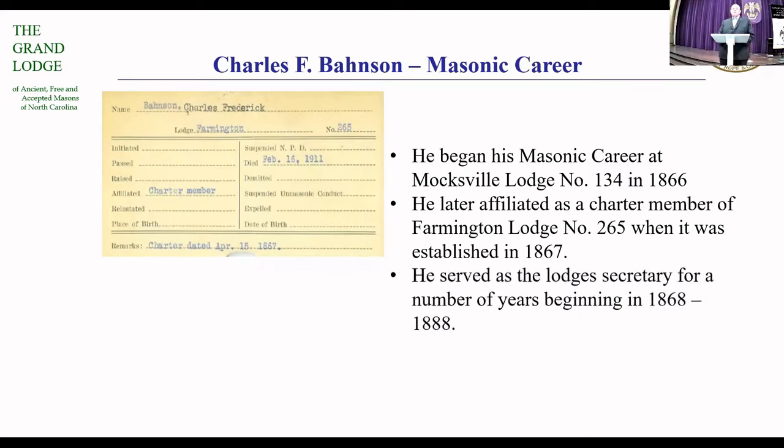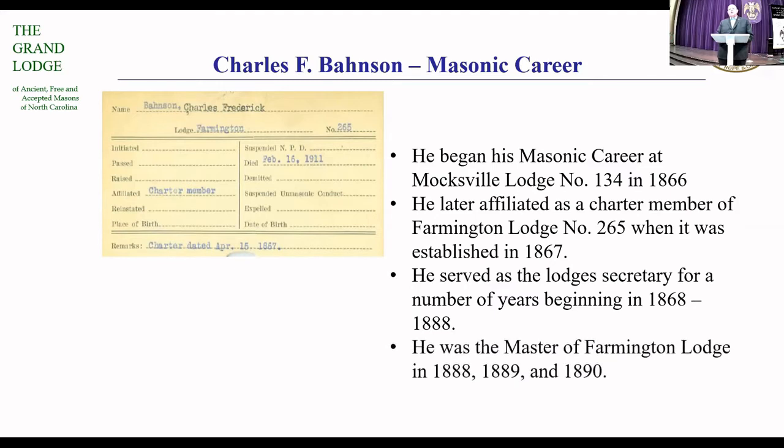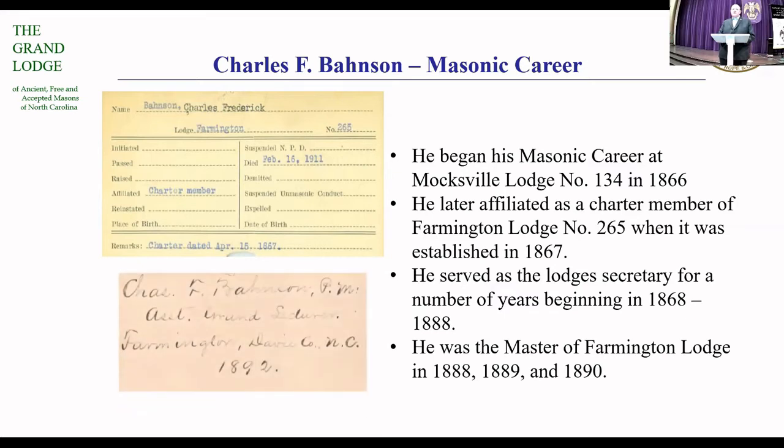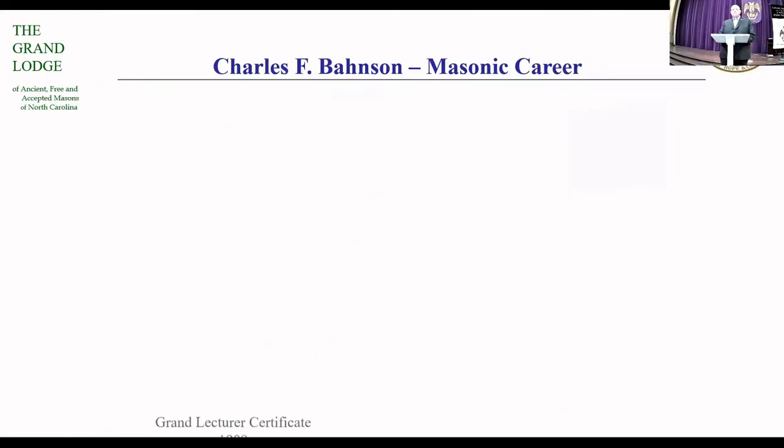Bahnsen served as his lodge's secretary for a number of years, from 1868 to 1888, off and on over a 20-year period. He was also the master of Farmington Lodge in 1888, 1889, and 1890. We see his signature to the left over here, where he signs in 1892 as a past master, and the card up top is the card that is in our card file at the Grand Lodge in Raleigh.